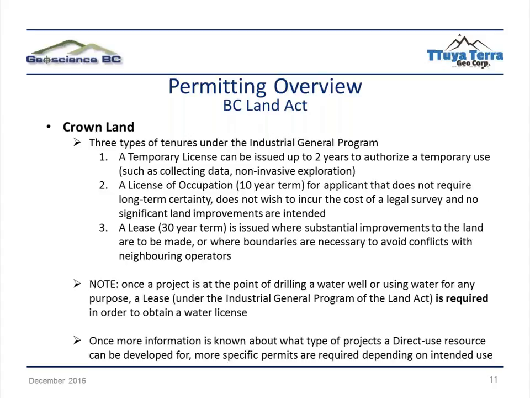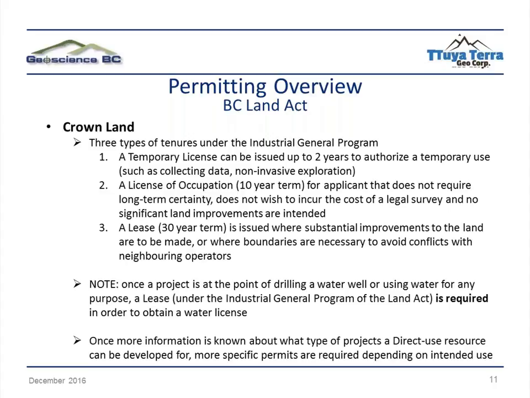And then once you have, when we went through modules 2 and 3 and identified the point of going forward with a project where you've done all of the pre-feasibility, the feasibility study, and evaluated the resource characteristics and are moving ahead with the project, then you would want to have this permit in place, which is a 30-year term and is issued where substantial improvements to the land are to be made and where boundaries are necessary in order to avoid conflicts with neighboring operators.